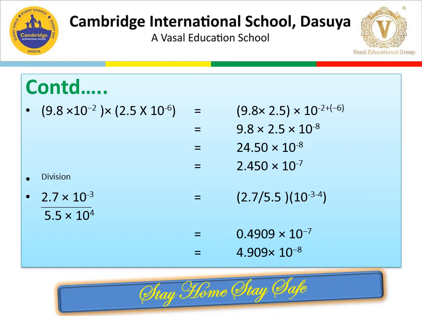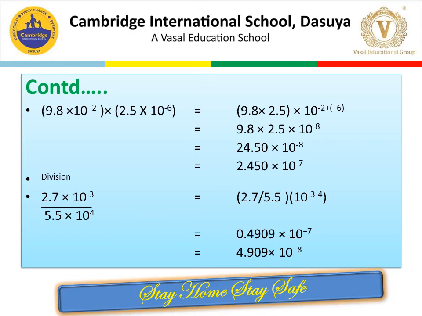Okay, now we have shifted the decimal place toward the left by one place. So what we'll do is we'll add plus 1 to the power. So when we add plus 1 to minus 8, it becomes minus 7. So the answer is 2.450 into 10 power minus 7.